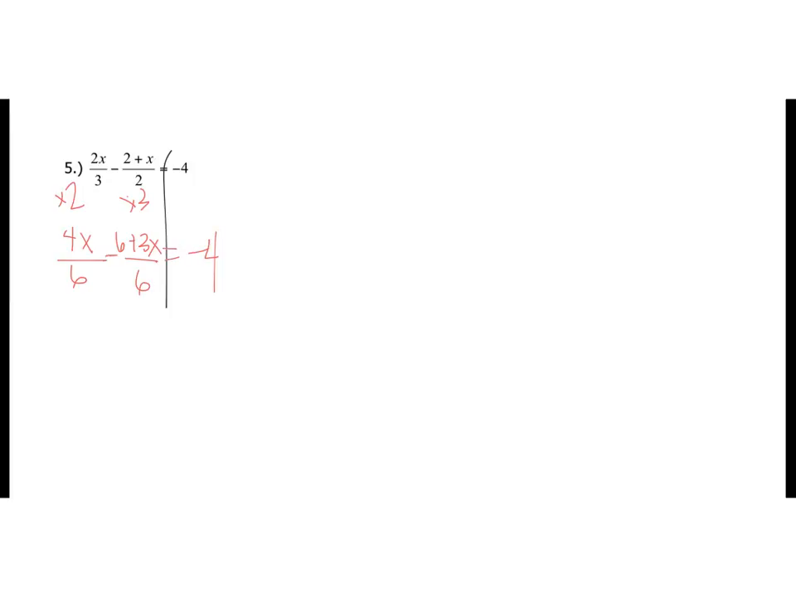Just like before, we want to multiply everything by the denominator to get to whole numbers instead of fractions. So we're going to multiply everything by 6. By multiplying 4x over 6 by 6, you're just going to end up with 4x. By multiplying 6 plus 3x by 6, we're going to end up with negative 6 plus 3x. And then by multiplying negative 4 by 6, we get negative 24. You'll notice that we have a negative sign out in front of the 6 plus 3x. So that's the same thing as distributing a negative 1.